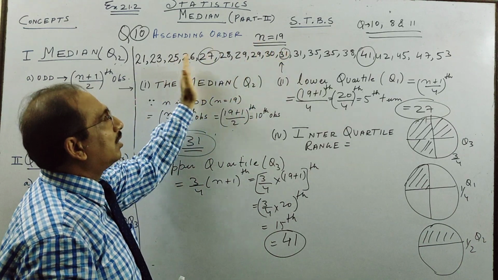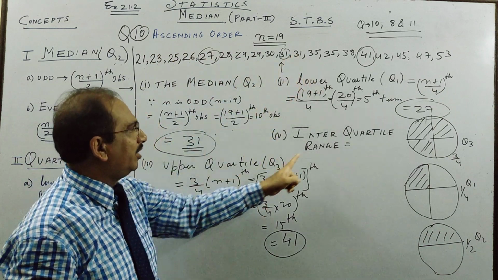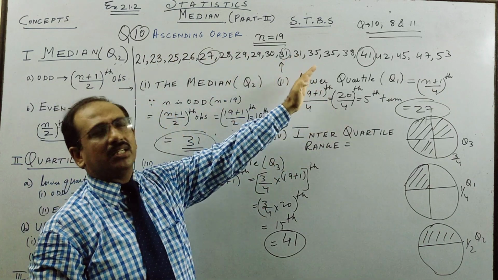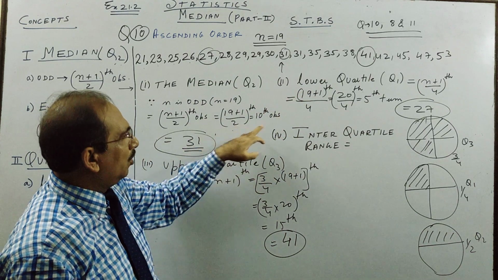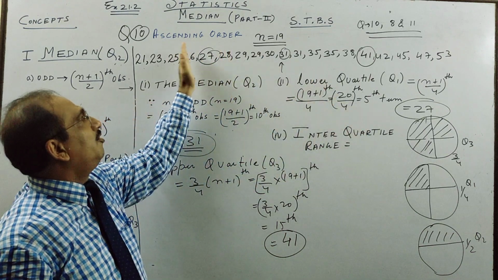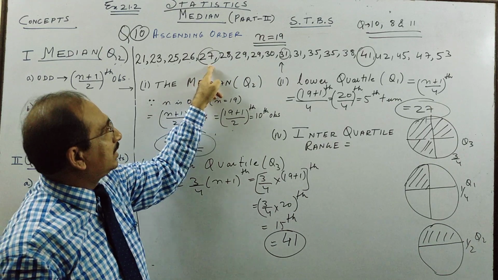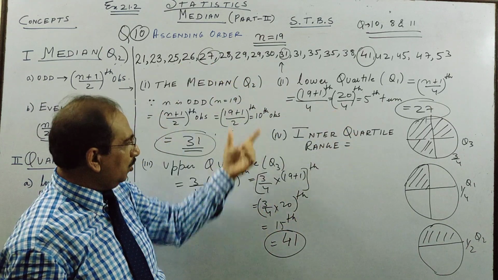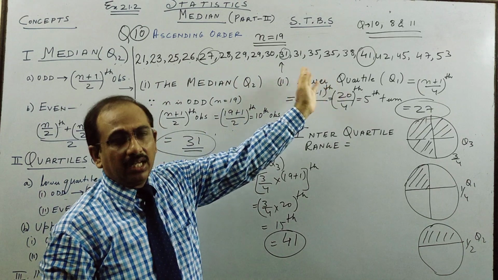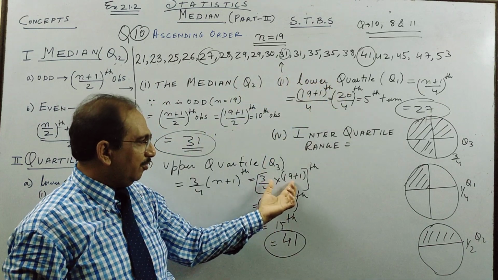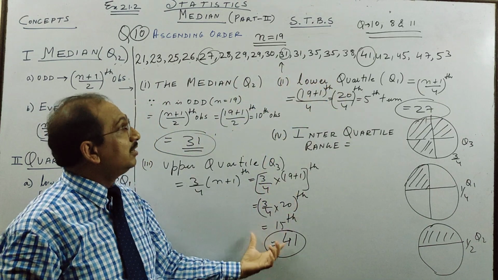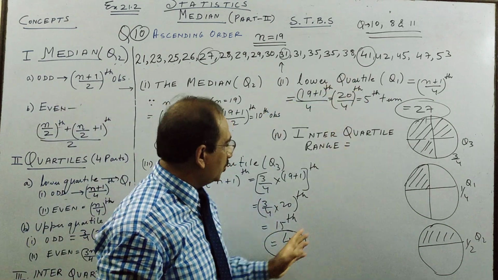This is 1/4, 1/4. So suppose 19 plus 1 when we add, 20 things are there. So you know 20 by 4 is 5. So 1/4, where does it come, which value? 27. 3/4 means out of 20, 19 plus 1, we make odd into even. So 15th value is 41.